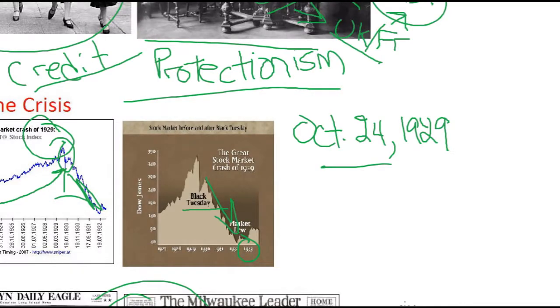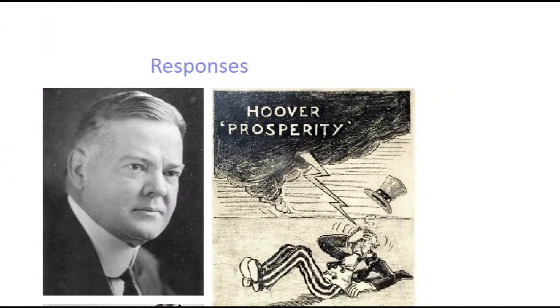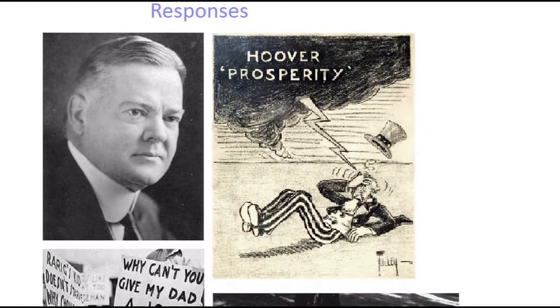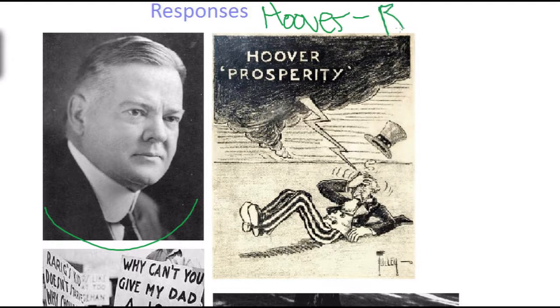Well, as I said, the initial response to the Great Depression beginning in 1929 is pretty lackluster. It's pretty unimpressive, partly because of the American president at the time, Herbert Hoover. And Hoover was a Republican. Certainly, he was a very smart man.